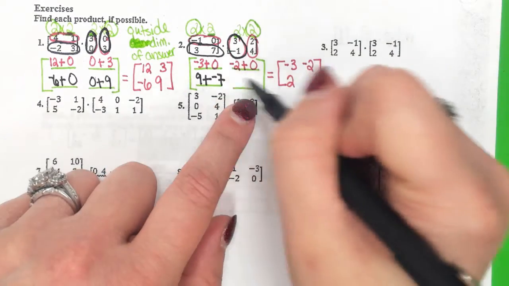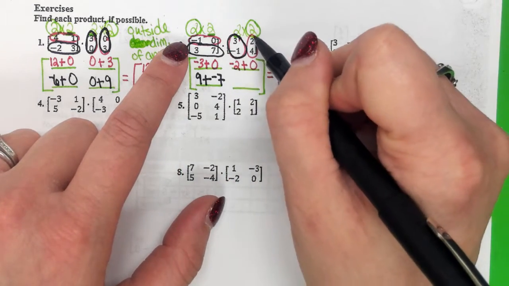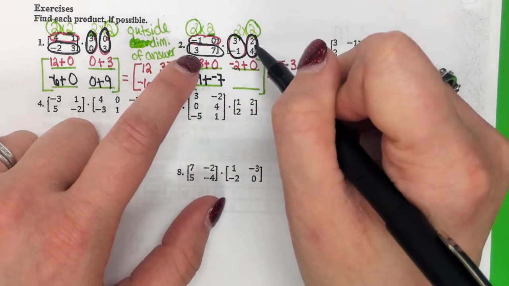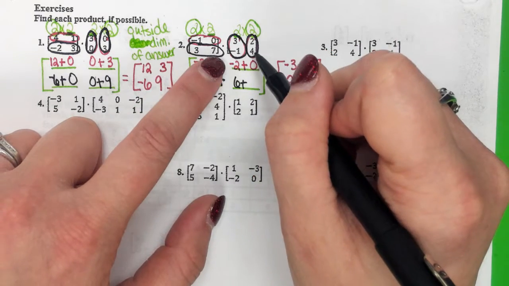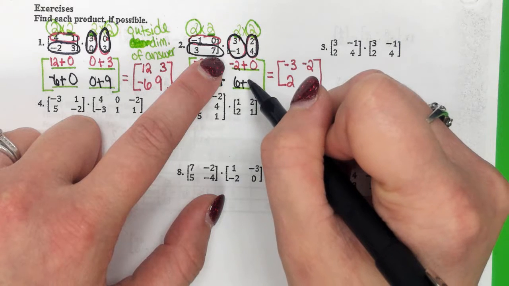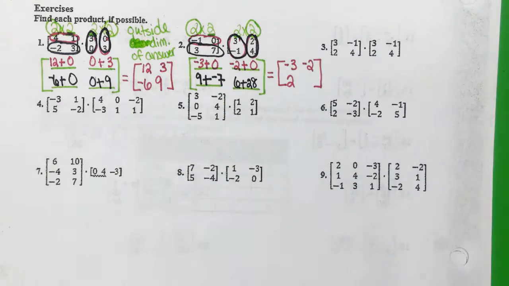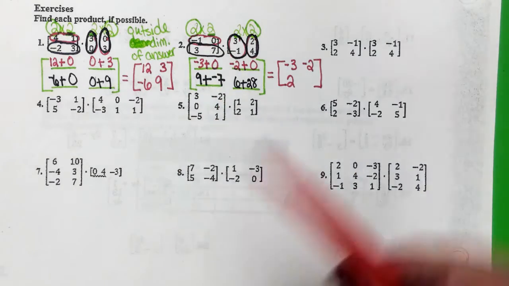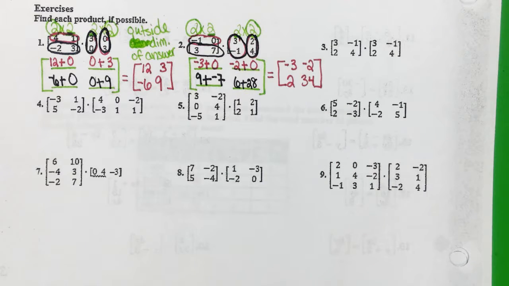Here we go. What row is this one in? Second. What column is that one in? So I got 3, 7, and 2, 4. What's 3 times 2? 6. And what's 7 times 4? 28. Very good. All right, what's 6 plus 28? 34. Are y'all okay? See if you can try number 3, okay?